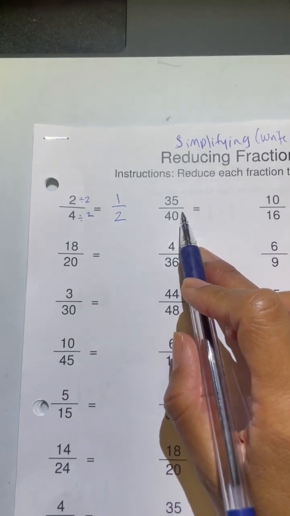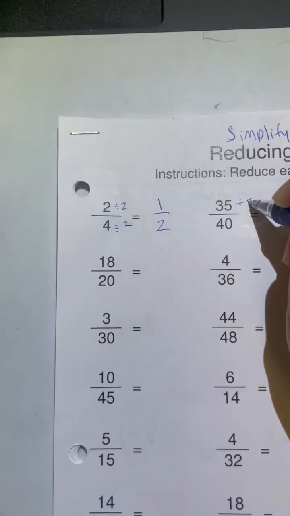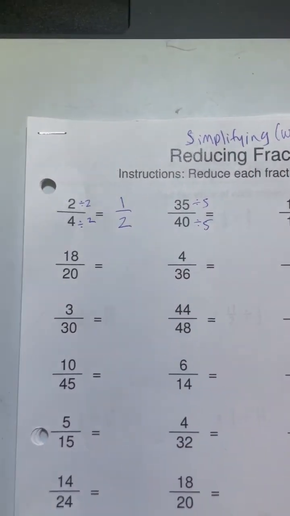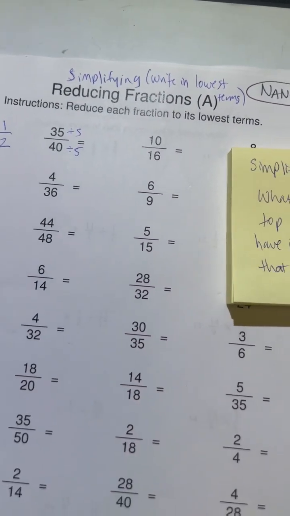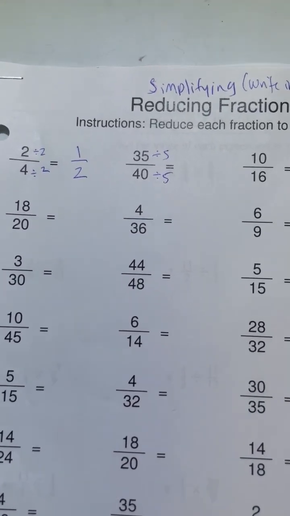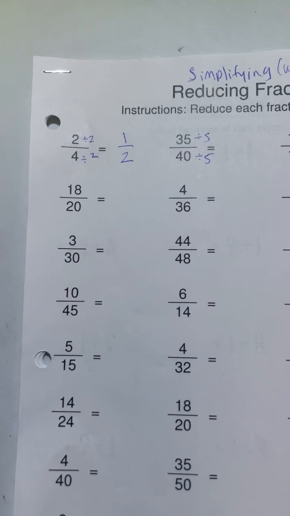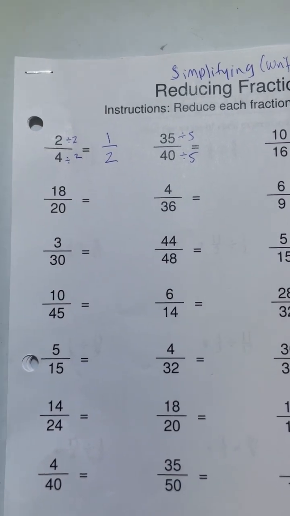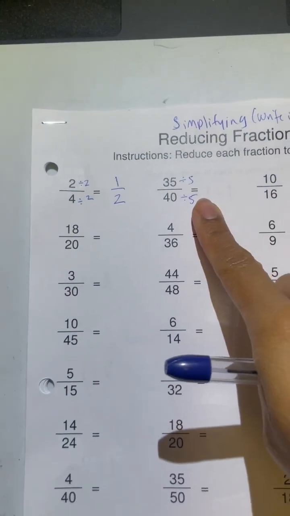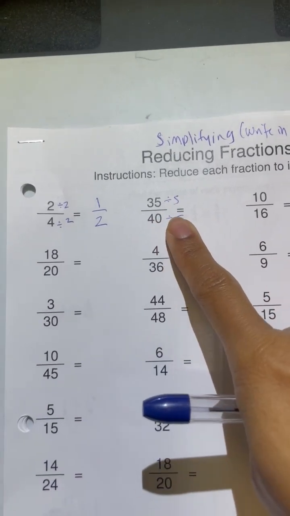35 over 40, what are they both divisible by? 5, right? So they're both divisible by 5. And again, I cannot emphasize enough the importance of what we did in week 1, where we went over the multiplication table. And I said, you have to get this memorized. Do not rely on your calculator. If you memorize numbers from the multiplication table, you'll be able to look at this and say, oh, 5, I remember these numbers, right?